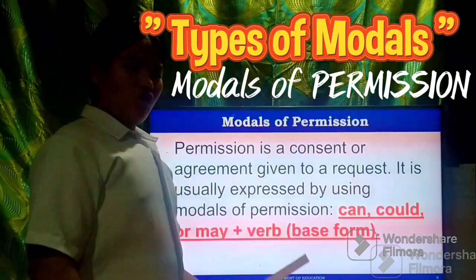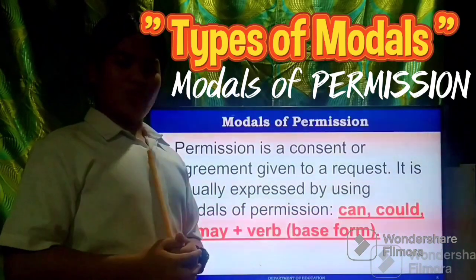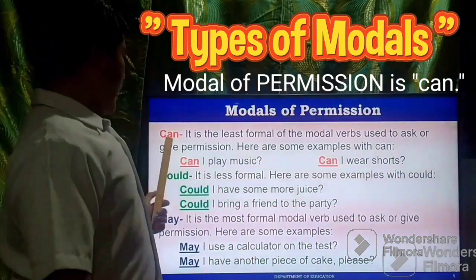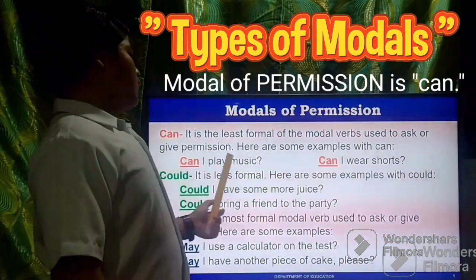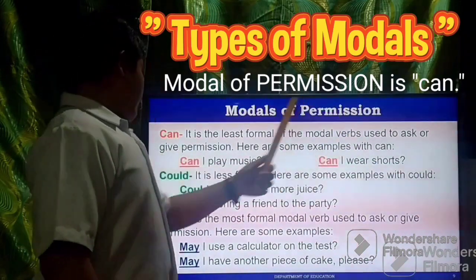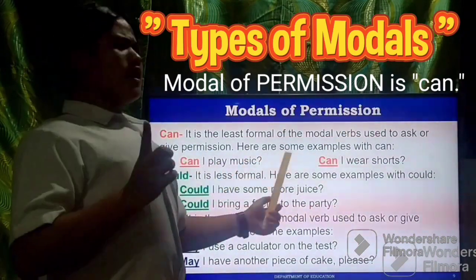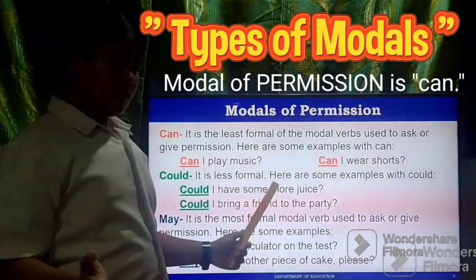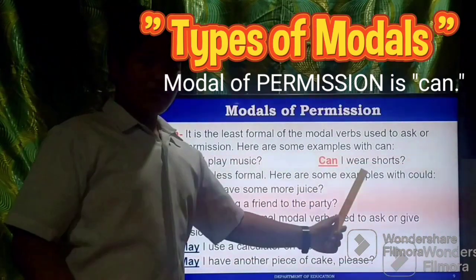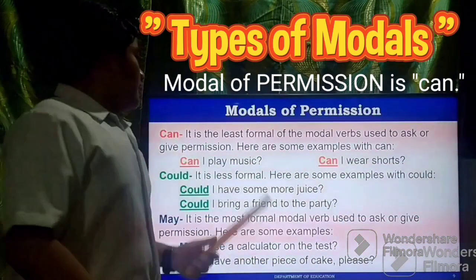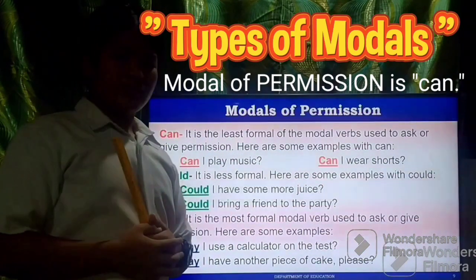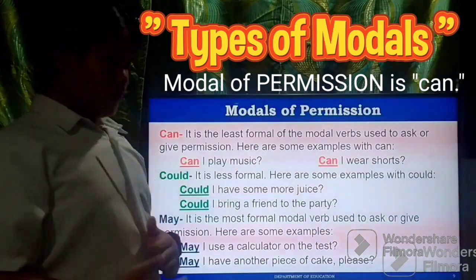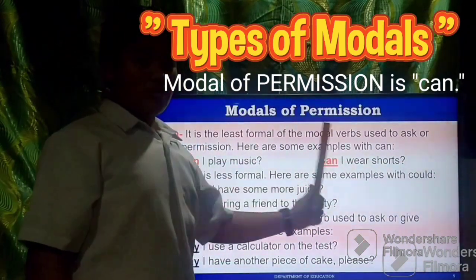Remember, modal is always accompanied with the base form of the verb. Here are the modals of permission. We have the modal can. Can. It is the least formal of the modal verbs used to ask or give permission. Here are some examples with can. Can I play music? And can I wear shorts? So, always remember that can is used in situations where the context of the sentence is not formal, such as permission to play music and wear shorts.